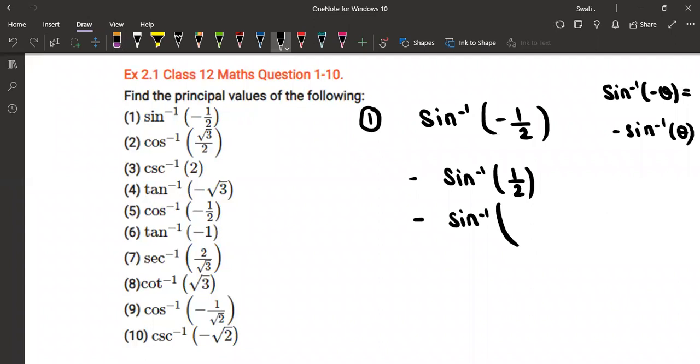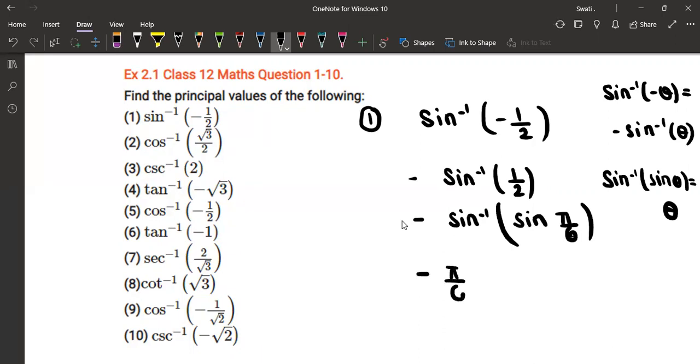So for what value of sine is the value 1 by 2? Why am I talking about sine only? Because outside we have sine. The value of sine that is half is sine 30, and if I write 30 in terms of pi, it is of course pi by 6. Now this becomes minus sine inverse sine theta. There is a formula for this as well: sine inverse sine theta is nothing but theta. Theta is pi by 6, so it is simply minus pi by 6. So this is the answer.